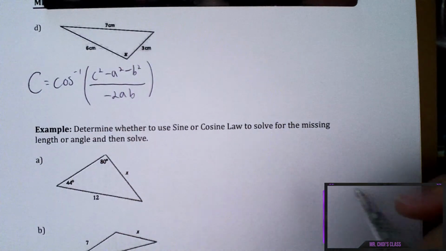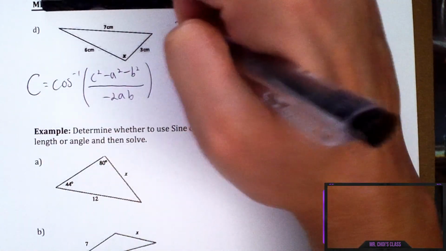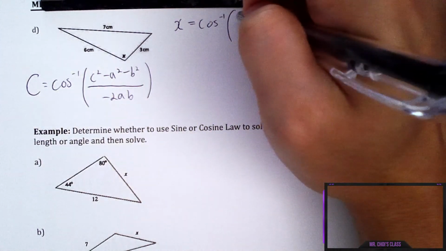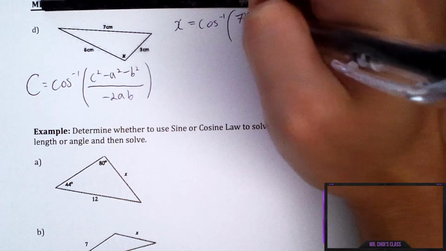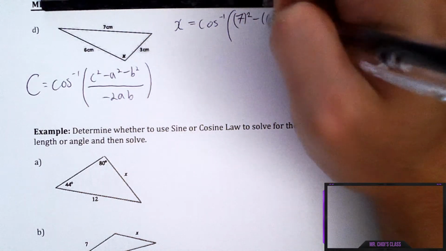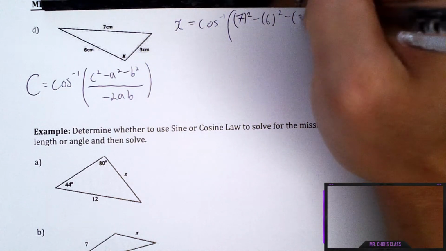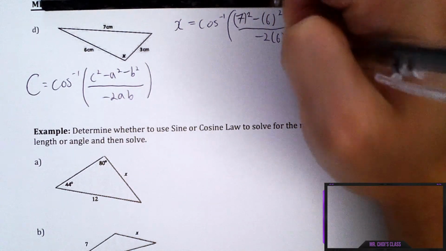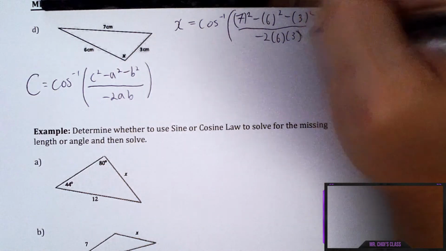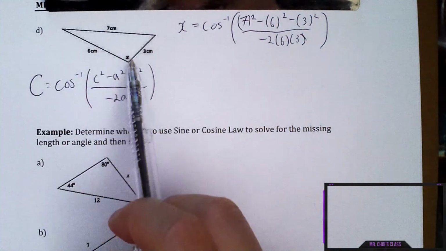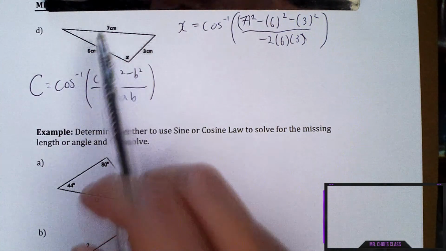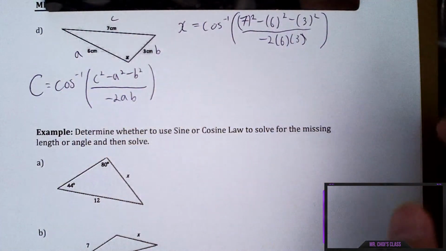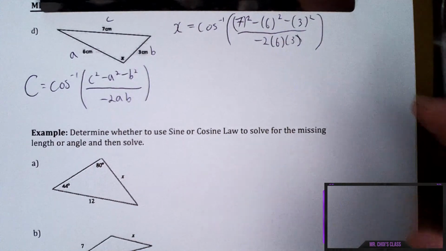So hopefully you have finished solving it. Setting up the equation should look like this. And the reason for that is because since x is the missing angle, that's capital C. So this must be lowercase c, and a and b can be on whichever side that wasn't used. So plugging it in, we get this.